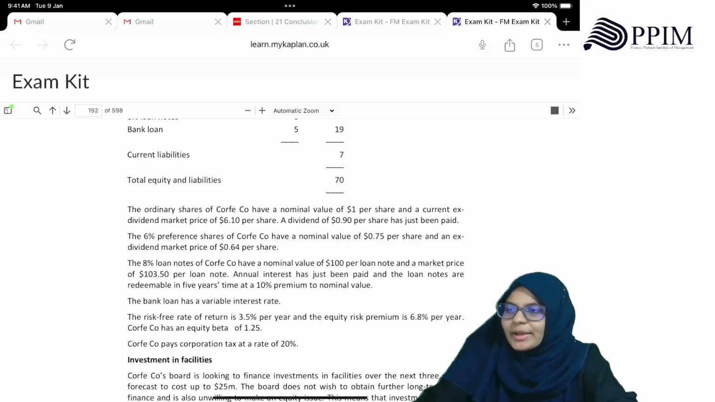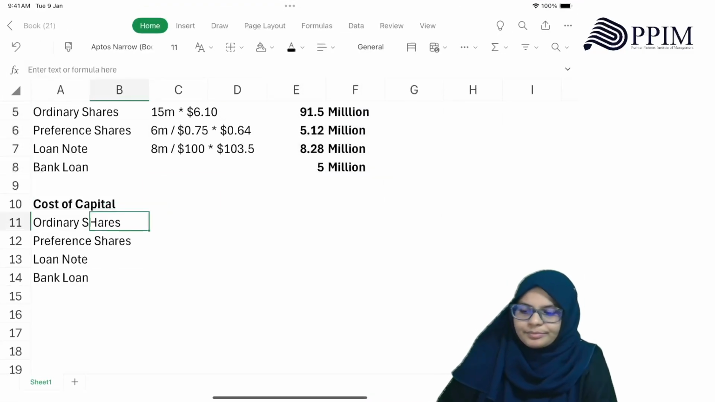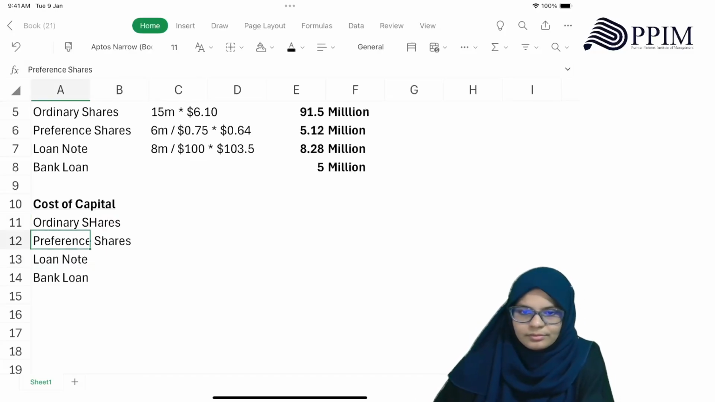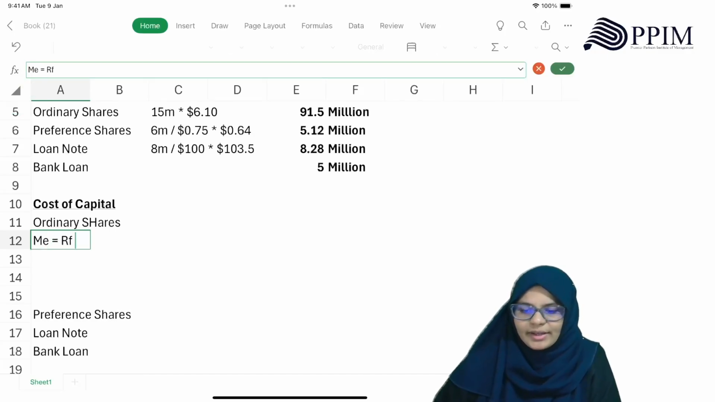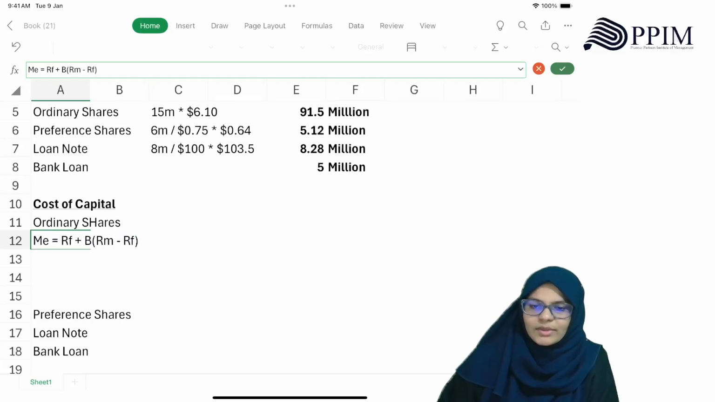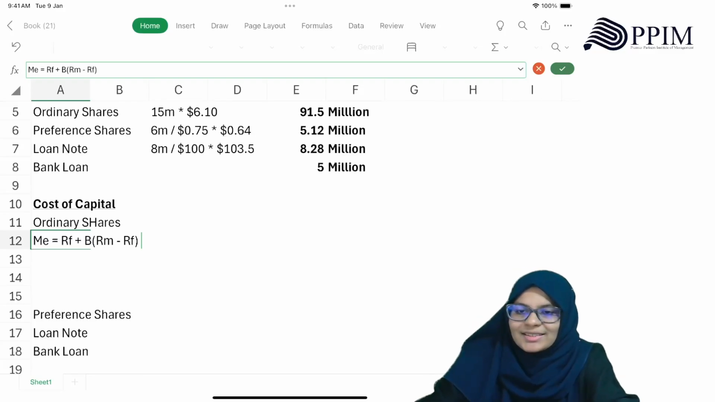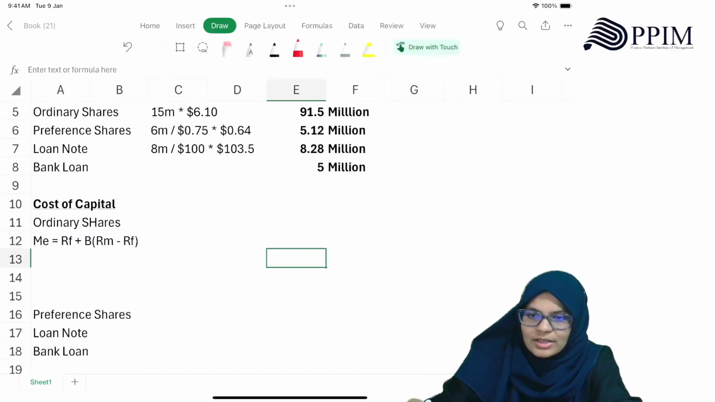Okay, so let me try to get the cost of equity first, right? So clearly I have to use the CAPM equation. So I will put that here. So ordinary shares, if I want KE, that will be the risk-free rate plus beta times the risk in the market minus the risk-free rate. Okay. Now, I am not sure if you remember this. This risk in the market minus risk-free rate, it had a special term. It's called the risk premium. Okay, so I'll just mention that here.